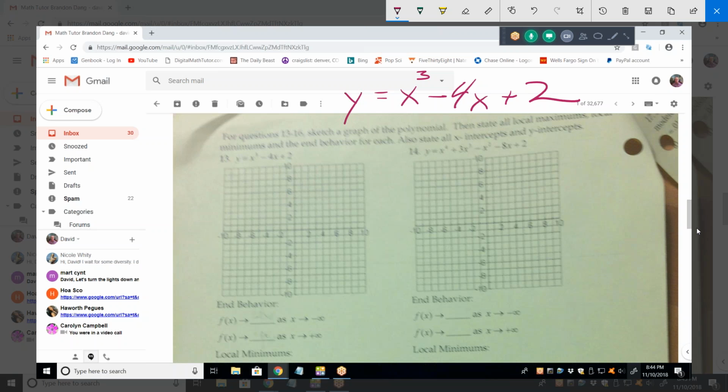Okay, that makes more sense. Hold on a second. Let me just look at this one. Let's make sure you know how to do this even on a calculator. This one is going to look something like that. That's just the way cubics look. They have 2 humps in them.